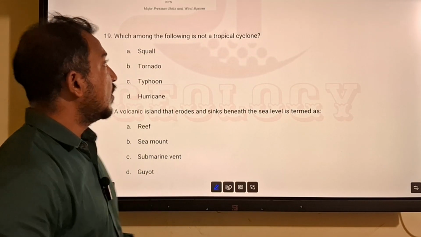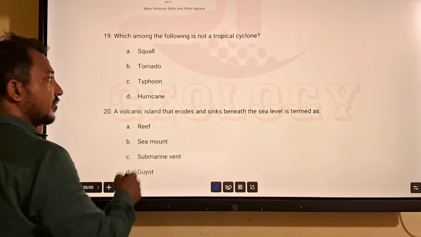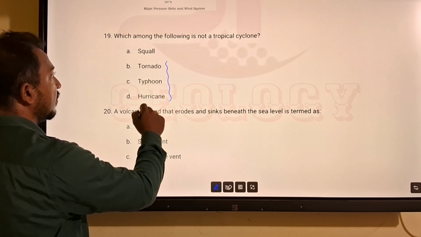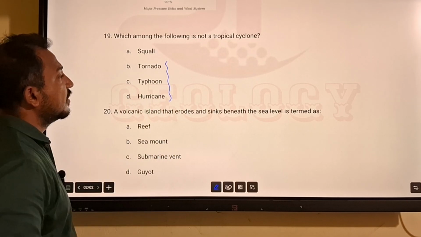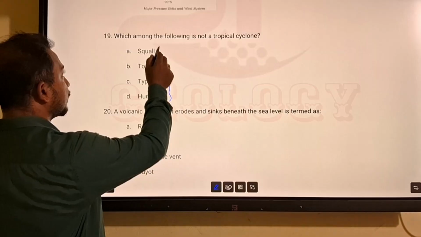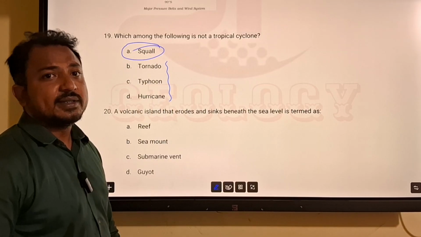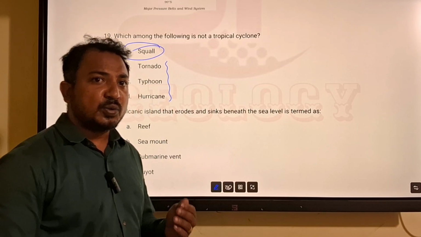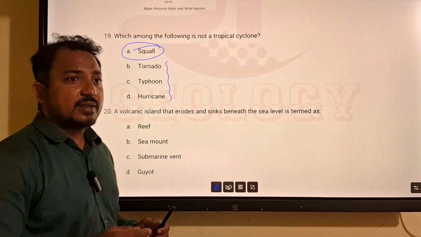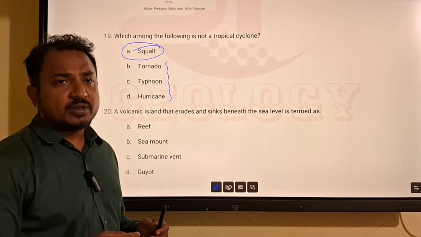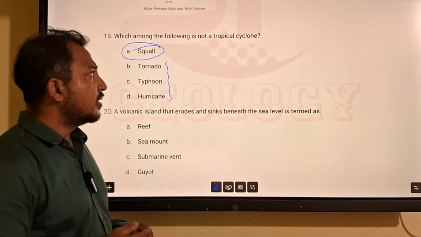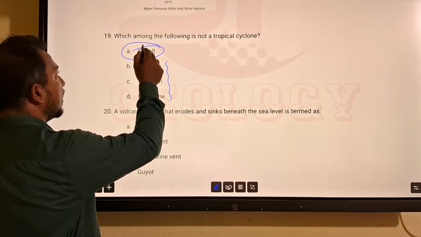Which among the following is not a tropical cyclone? We have already discussed tornado, typhoon, hurricane, they are all tropical cyclones. Only squall is a local wind surge, where the wind velocity suddenly increases during a thunderstorm. So it is not a tropical cyclone.